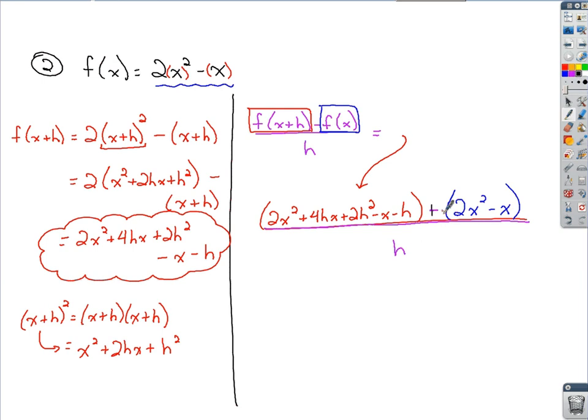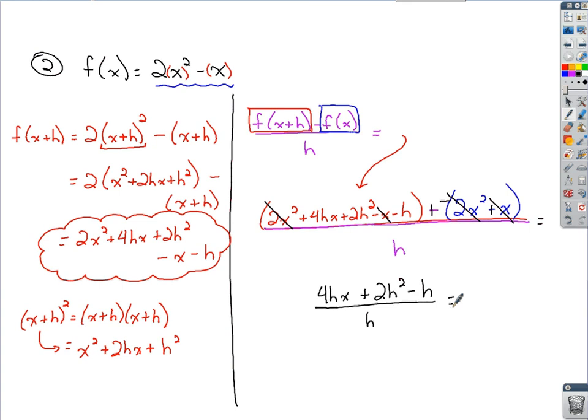Like I explained on the last one, if we're doing this correctly, we should notice as you carry that negative through and start collecting like terms that a lot of the terms that don't have h's in them are going to go away. So notice the 2x squared, that's gone. The x, that's gone. And hey, what do you know? We've got a term that's got an h in it, 4hx, another term with an h in it, 2h squared, and finally a term of minus h, all over h.